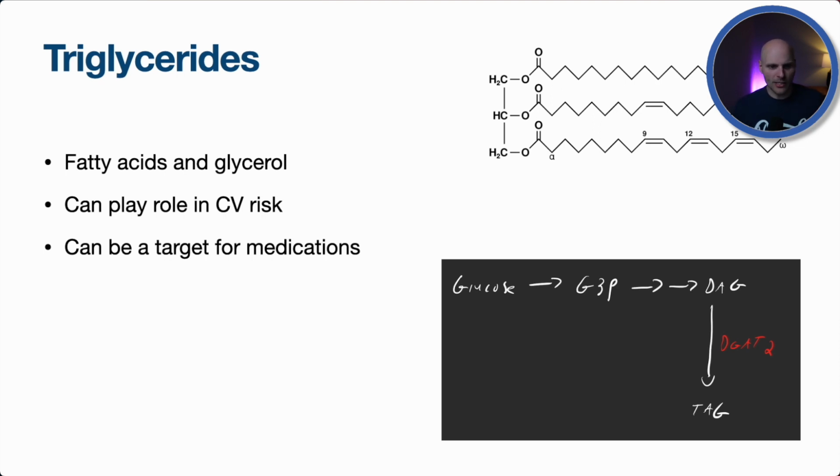So an image here, just for example: if you look at the top image, the top line is saturated because there's no double bonds, whereas in the middle we have one double bond, so that's a monounsaturated fatty acid, and the bottom we have multiple double bonds, which is a polyunsaturated fatty acid.